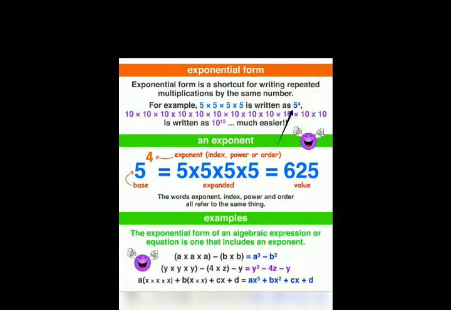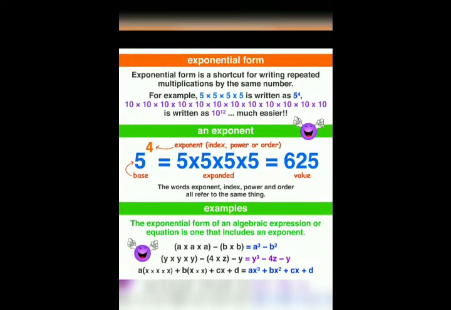Let's take another example. If we take 10 multiplied by 10, twelve times, this is the easiest way to write 10 raised to the power 12. So we can write 10 raised to the power 12 like this. In this example, 10 is the base and 12 is the power.